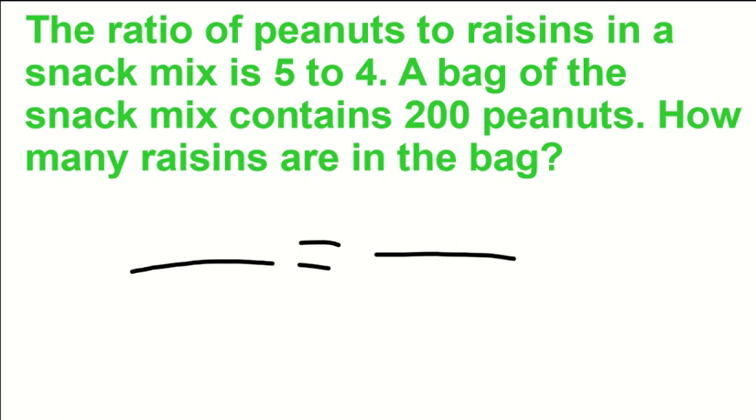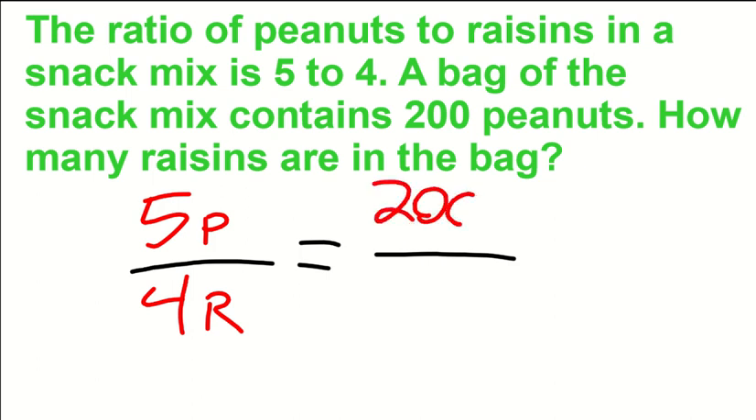All right, Sydney, give me the proportion. We got 5 peanuts. What do you say? 4 raisins on the bottom. Okay. 200 peanuts on this side, on the top or bottom? Top. We need it to match. So we got 200 peanuts. It's asking for raisins, so that works.